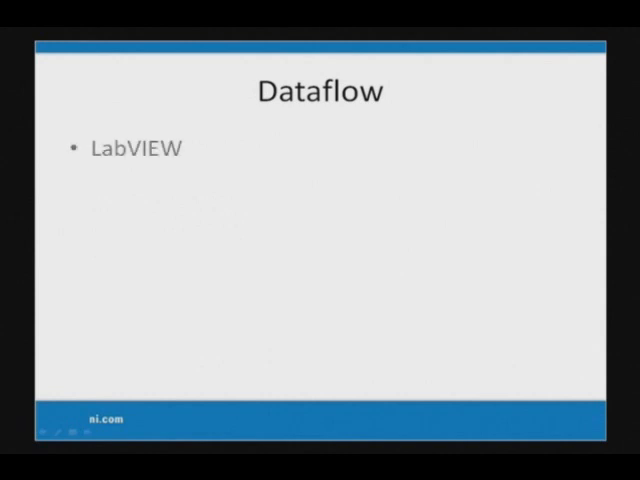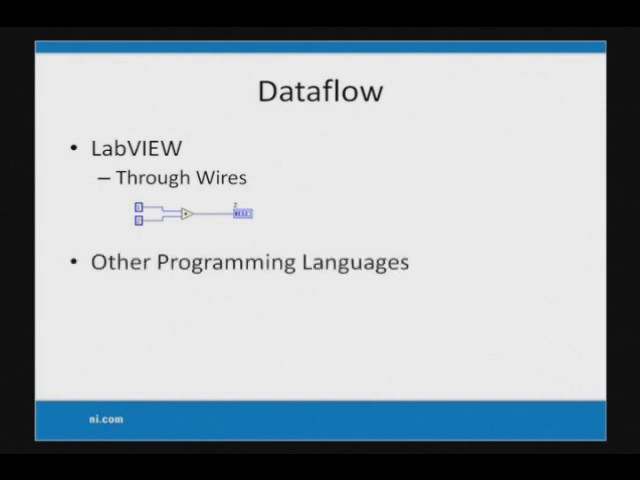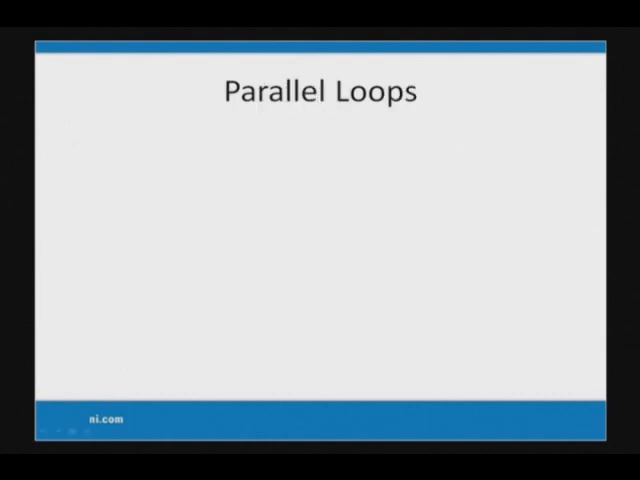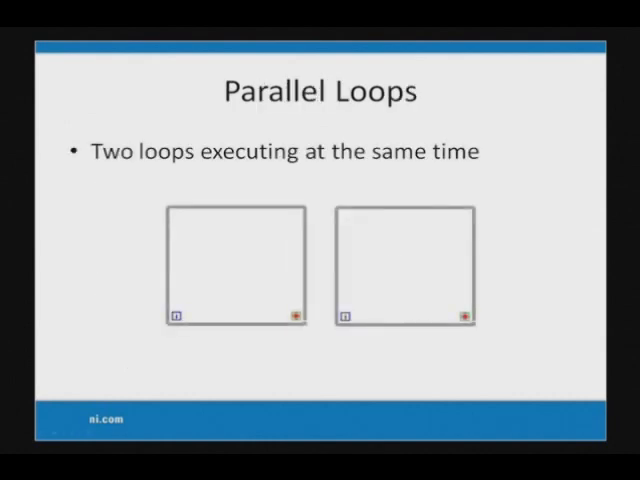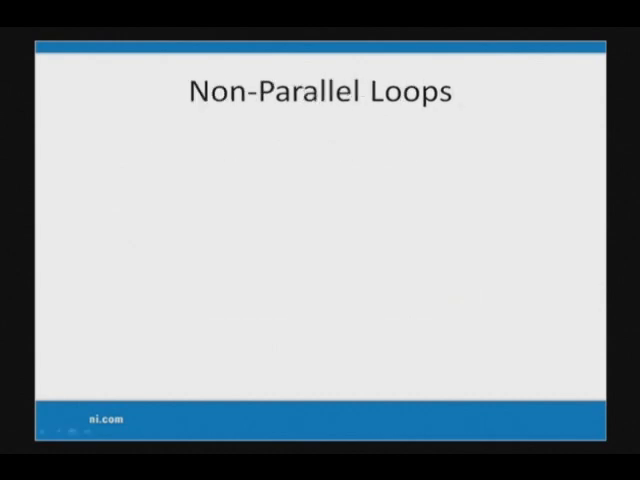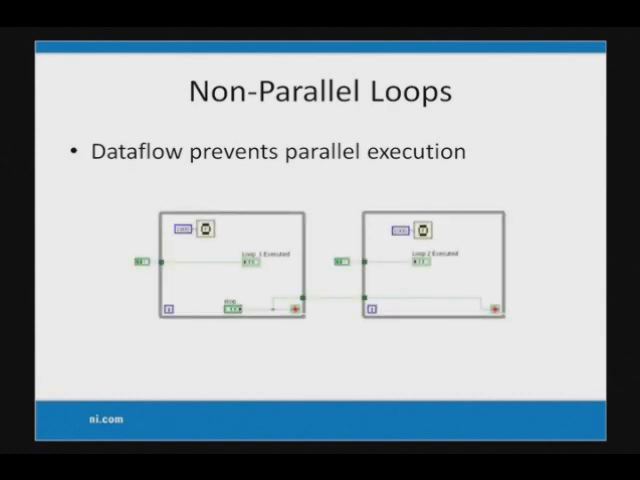In LabVIEW, the order of execution is controlled by the flow of data, or data flow, through wires rather than the sequential order of commands like other programming languages. This allows us to create a block diagram with simultaneous or parallel operations. However, in some instances, we have parallel loop structures that cannot be used to communicate data between them because data flow prevents the parallel operation. I will demonstrate this with a simple example.